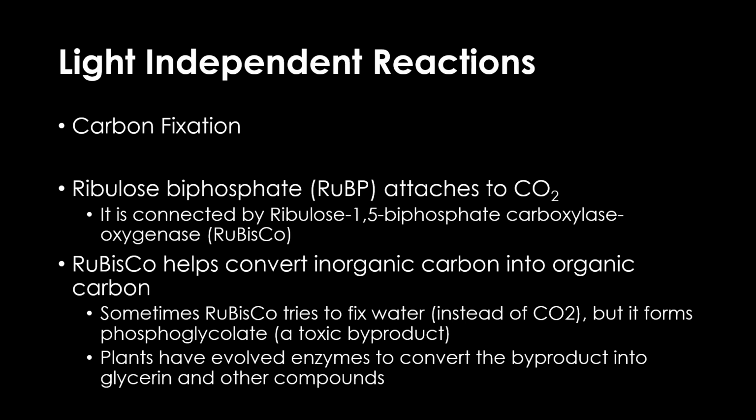However, sometimes Rubisco fixes to water instead of the CO2, and it forms phosphoglycolate, a toxic byproduct. To control and break down the phosphoglycolate, plants have evolved to produce enzymes that convert the byproduct into glycerin and other compounds.